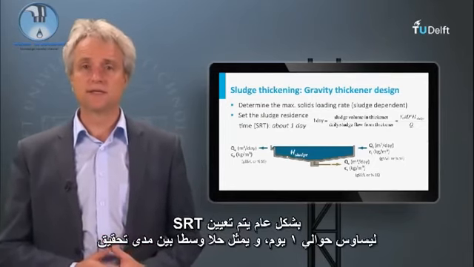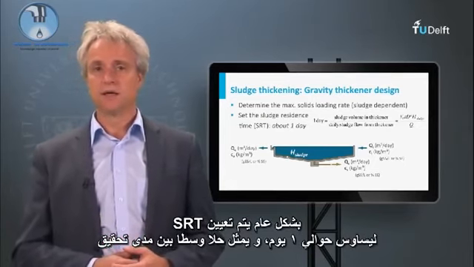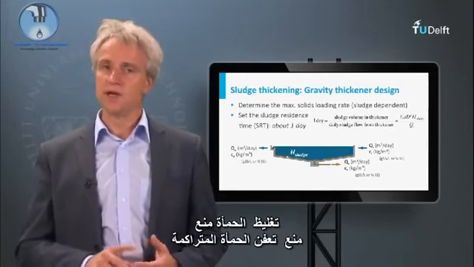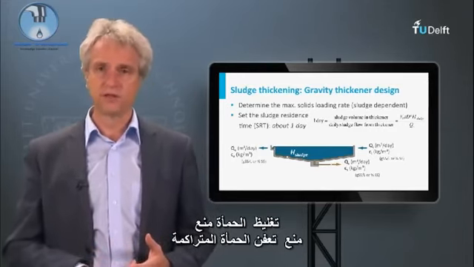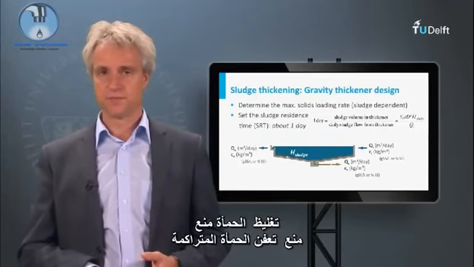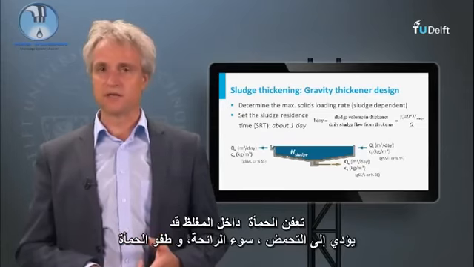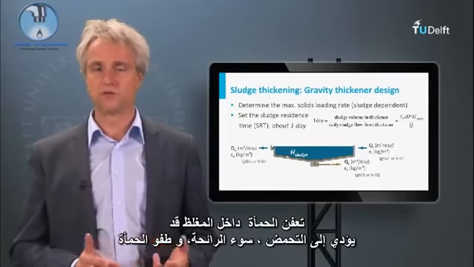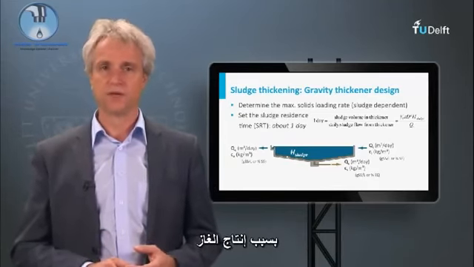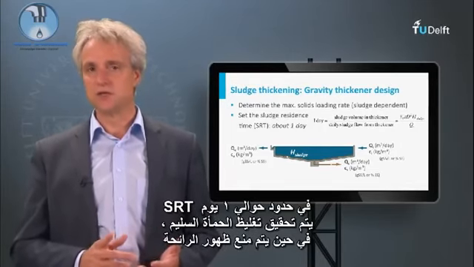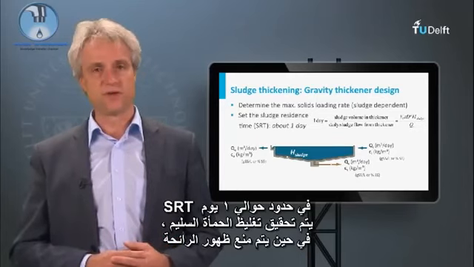In general, the SRT is set to about 1 day and is a compromise between the achievable extent of sludge settling and the prevention of putrefaction of the accumulated sludge. Sludge putrefaction inside a thickener may lead to acidification, malodor and sludge flotation owing to gas production. At an SRT of about 1 day, proper sludge thickening is achieved, whereas odor development is prevented.